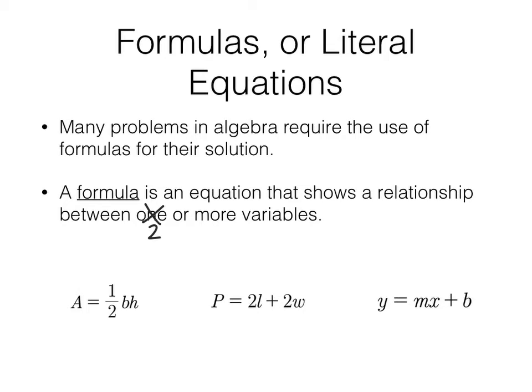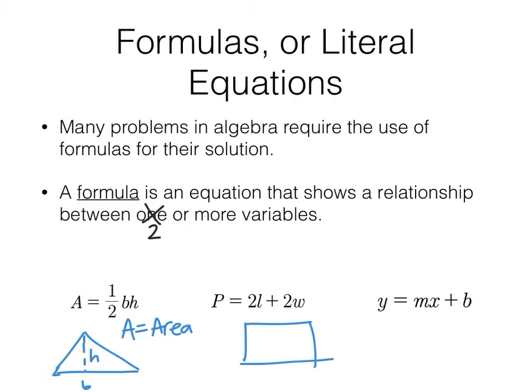Anyway, let's look at real quick what these formulas are so we understand what we're getting at here. This is a triangle. A is the area of the triangle. And if this was my triangle, the H would be here and the B would be down there. So that's one. Another geometry formula, the length and the width of a rectangle, and then P would be the perimeter.